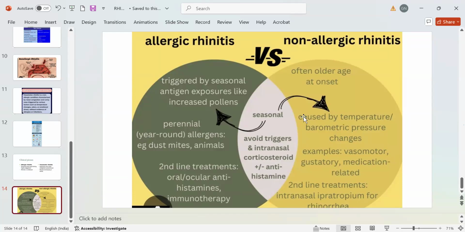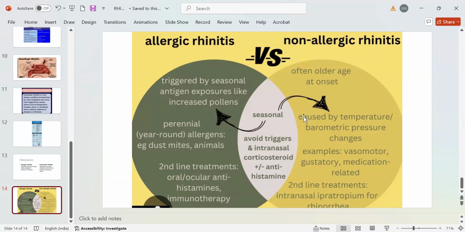Diagnosis, again: allergy testing is done here, and an endoscopy of the nasal cavity. In allergy testing, the result will come negative because there is no allergen triggering. Nasal endoscopy will tell you whether there is any deformity, polyp, growth, or any other thing. CT scan will show the structural deformity, like a deviated nasal septum. If it is there, it has to be corrected surgically.